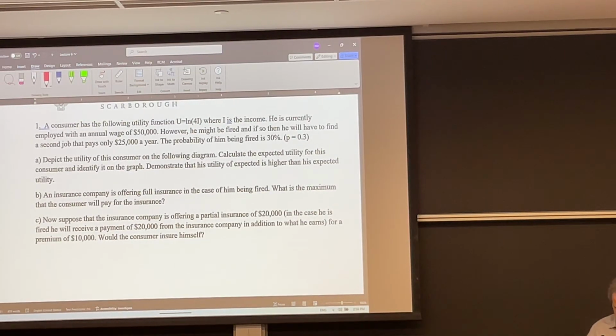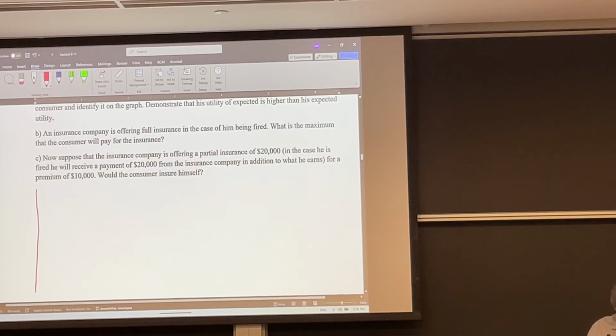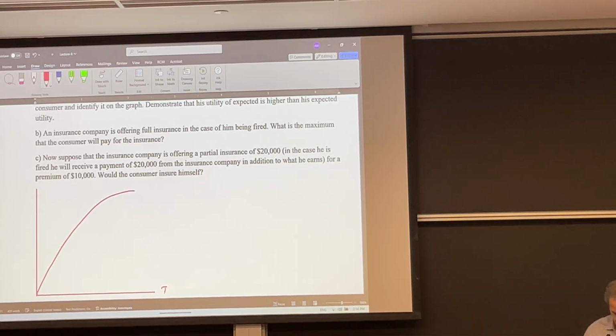Let's see. This individual is characterized by the natural log function. The natural log gives you a risk-averse individual. We know that from last lecture, right? So it's a risk-averse individual. The function for it should look like this graphically. That is income, and that's the utility of it.